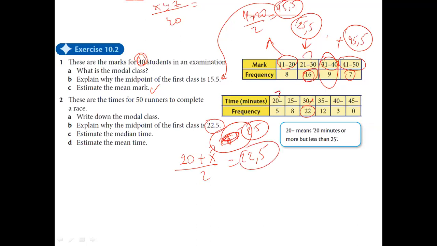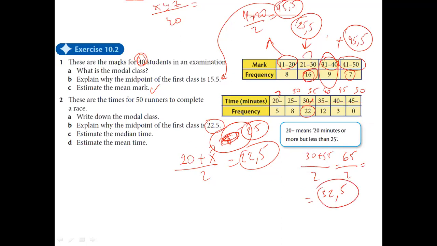So the first time in minutes is between 20 and 25, and that's why its midpoint, or its average, is 22.5. And of course, the next values must be 30, 35, 40, 45, and 50 here. So write down the modal class, which is between 30 and 35. What's the mean of 30 and 35? 30 plus 35 is 65, over 2 is equal to 32.5. Am I right? Yes.